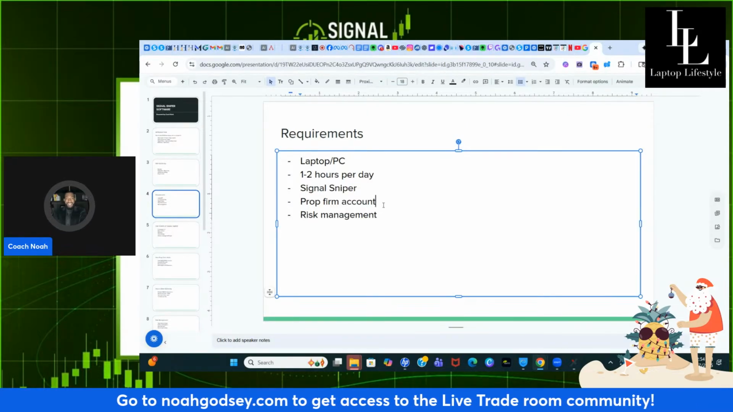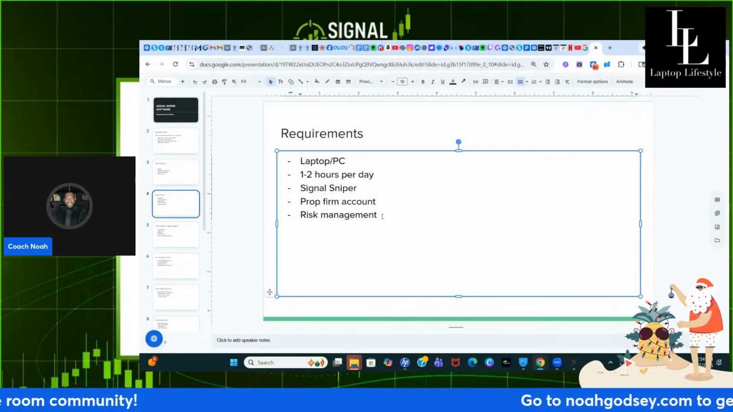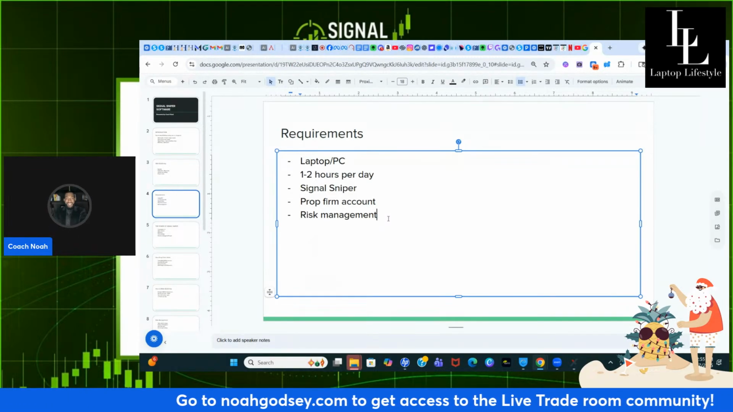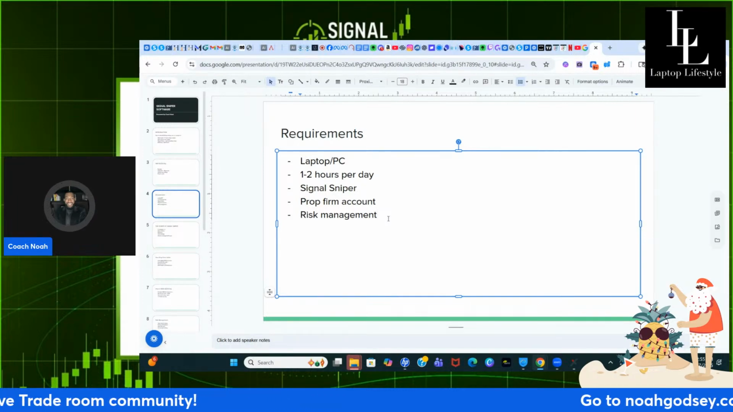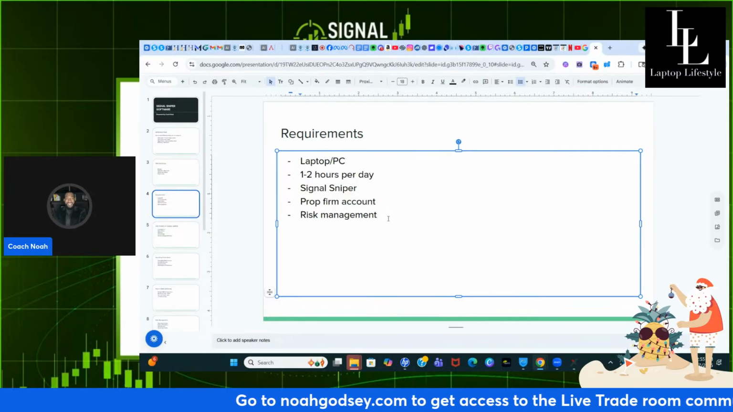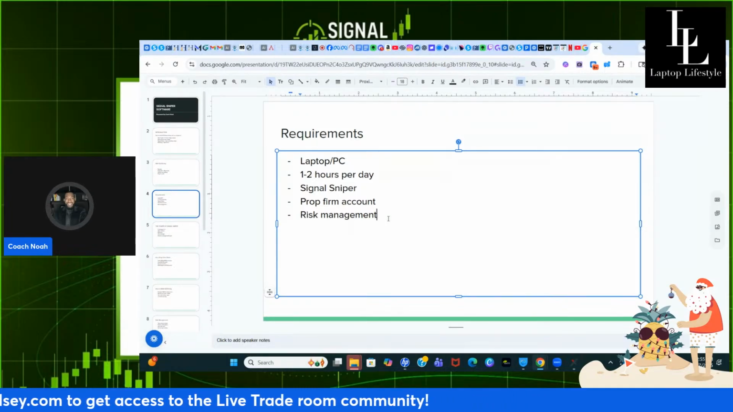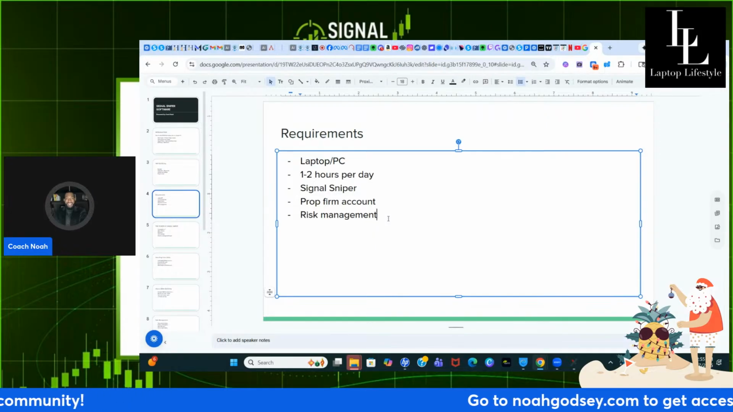You're also going to need a prop firm account. I use Take Profit Trader, and it's about $100 for a $50,000 account. I'm also going to train you on risk management. Risk management is how you're going to keep your $50,000 accounts and continue to get paid. We're not trying to over-leverage or get rich quick. We're using stop losses, using precise entries with the Signal Sniper, and making sure we're only taking a certain amount of loss if we do take a loss. That's how you control your risk and use proper risk management.